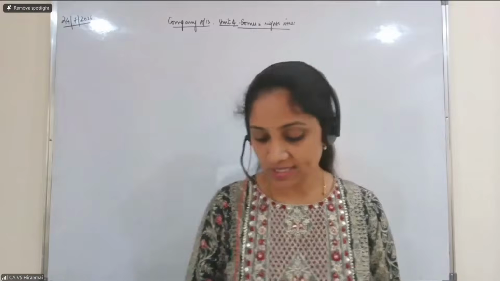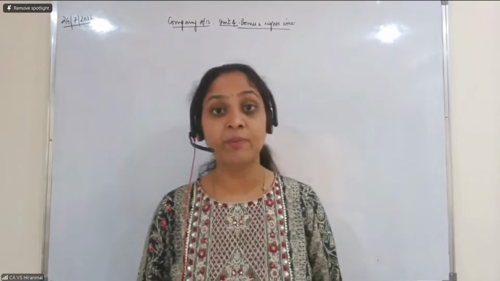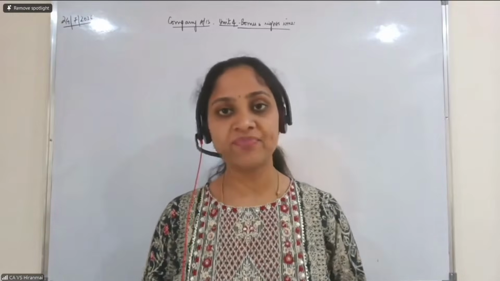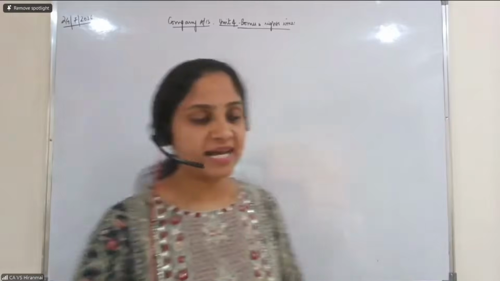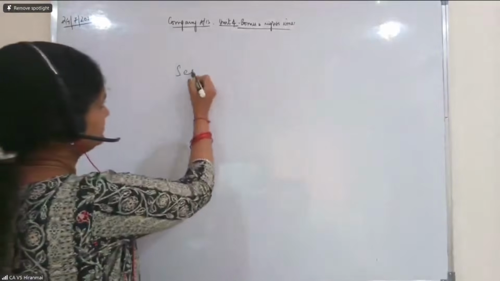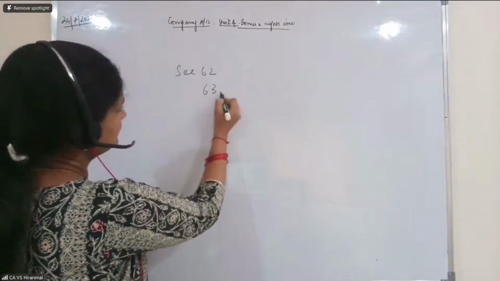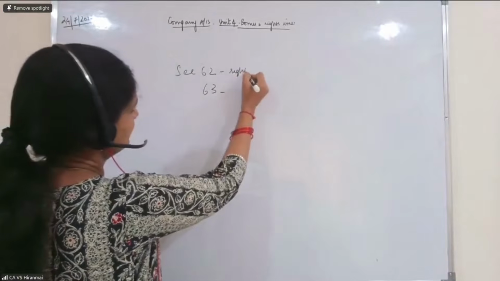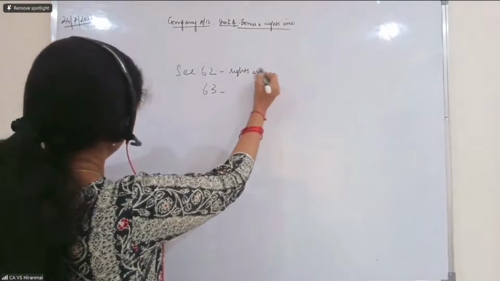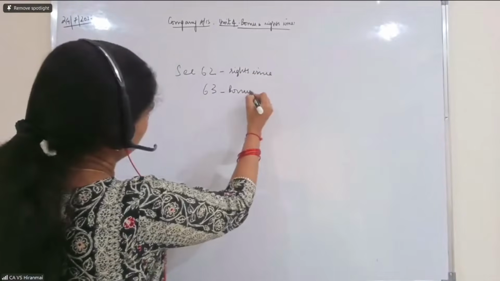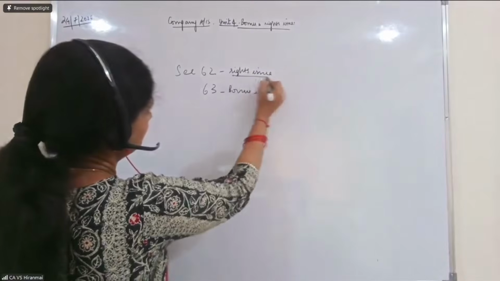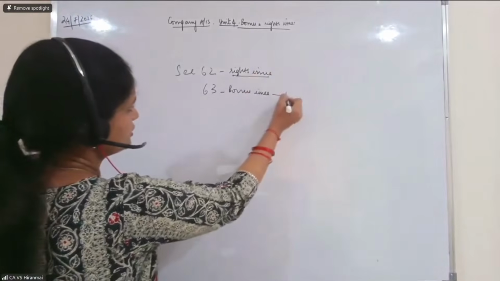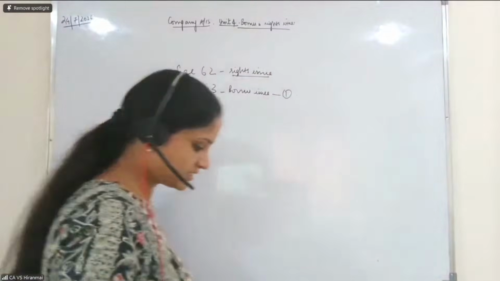Okay. Very good. So now let us come back to today's topic of bonus and rights issue. When you talk about the Companies Act, section 62 and section 63, this talks about rights issue and this talks about bonus issue. So first, for rights issue we will do it second, bonus issue we will do first. So what is bonus issue?